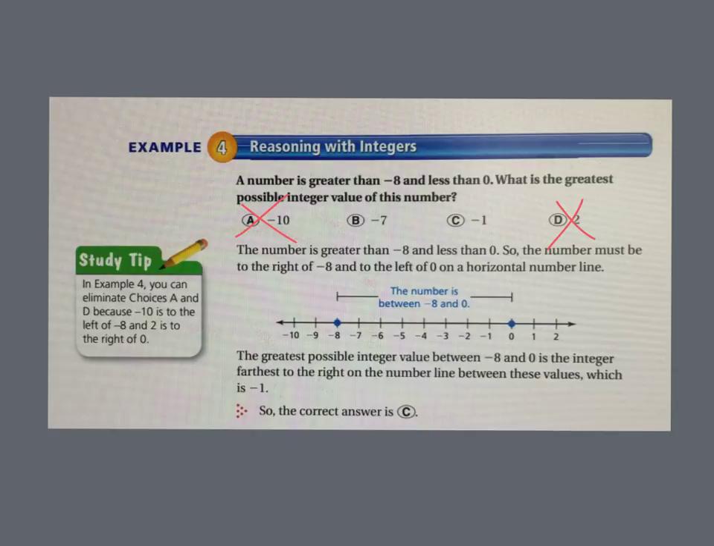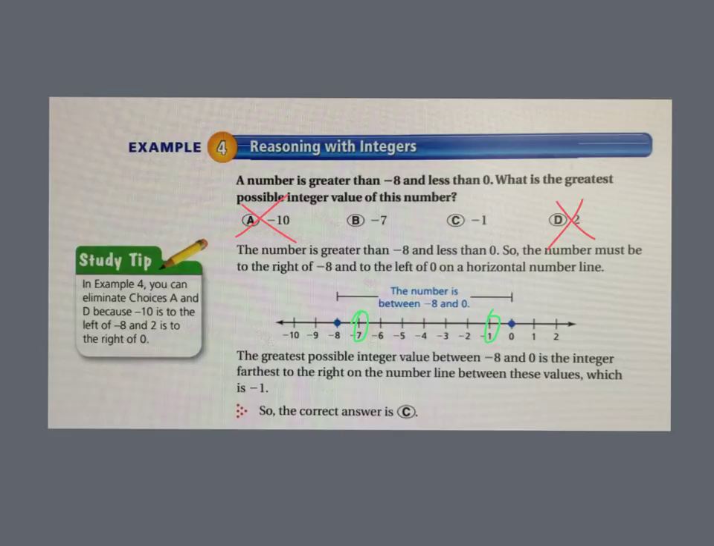The next part, we've got -7 and we got -1. So here's -7, and I'm just going to put that in a different color on the number line that we're kind of talking about, and we have -1. So those are what we're comparing. So the number must be to the right of -8, to the left of 0. Both of those hold true.